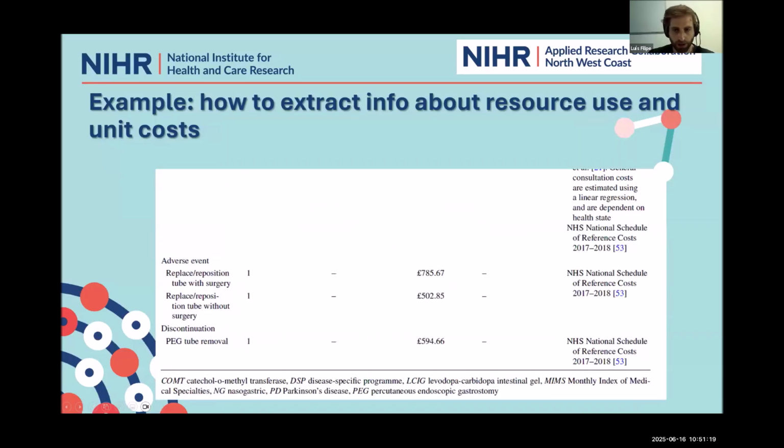So here is just the end of the table. With the adverse events, you can see again the same, the resource use and the costs. And so that's it. Feel free to check it. Feel free to check the paper. If you have any questions, I'll be glad to answer. If not, I'll give it to Valerio.